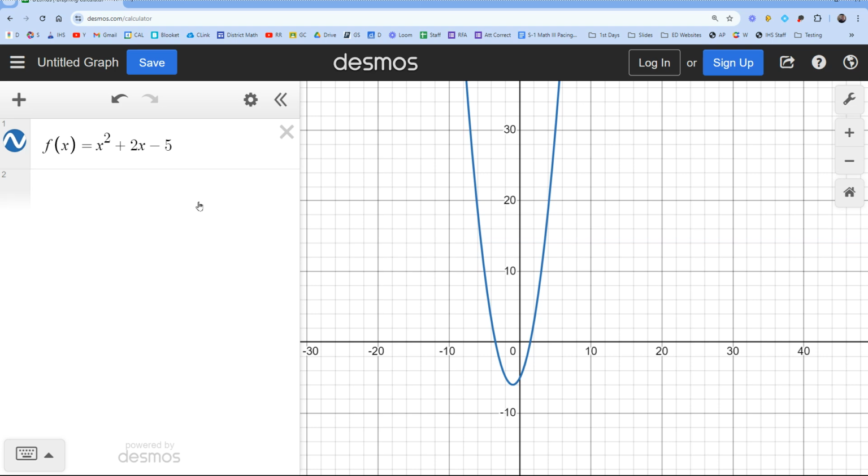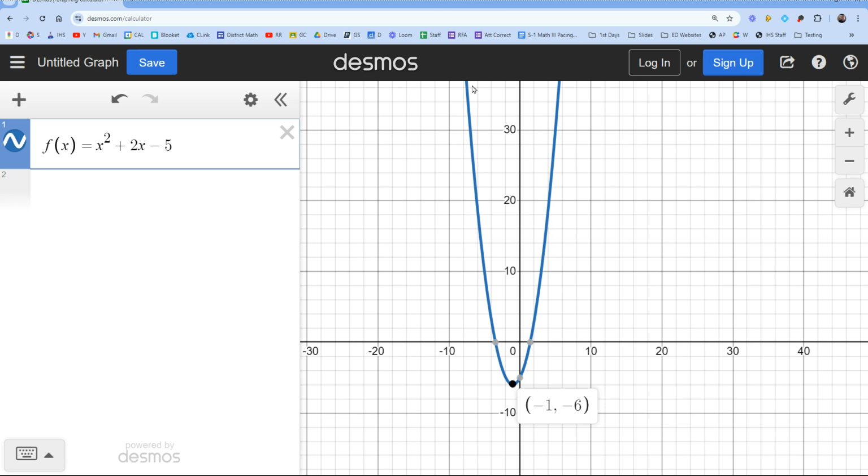I'm not worried about the domain and range, so I'm just going to leave that for now. The minimum, what's that bottom point right here of the graph? And it's at -1, -6. Maximum, there's no high turning point. So sometimes they don't have that turning point. So we're going to write down none for maximum.